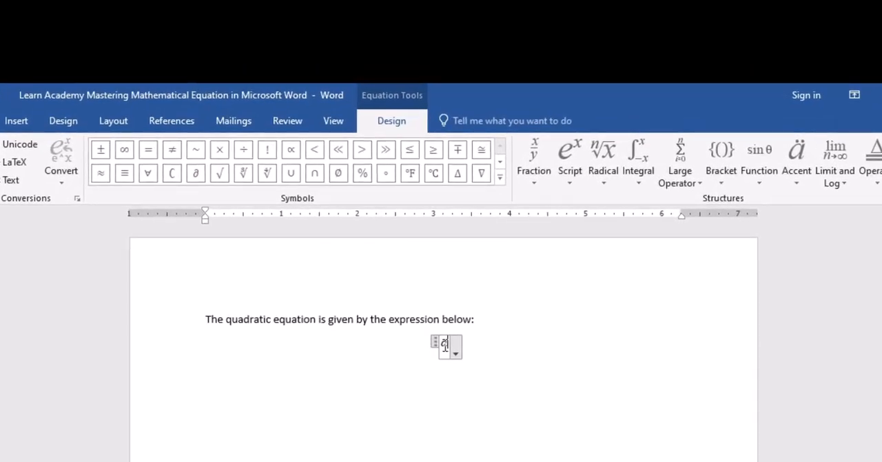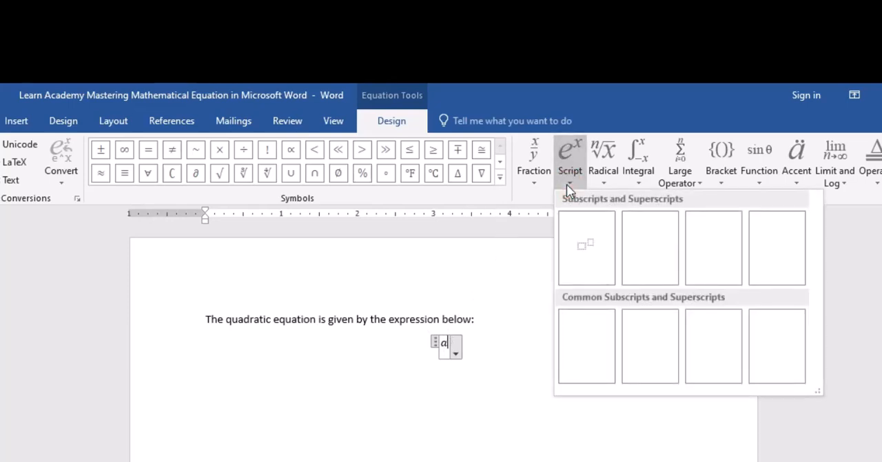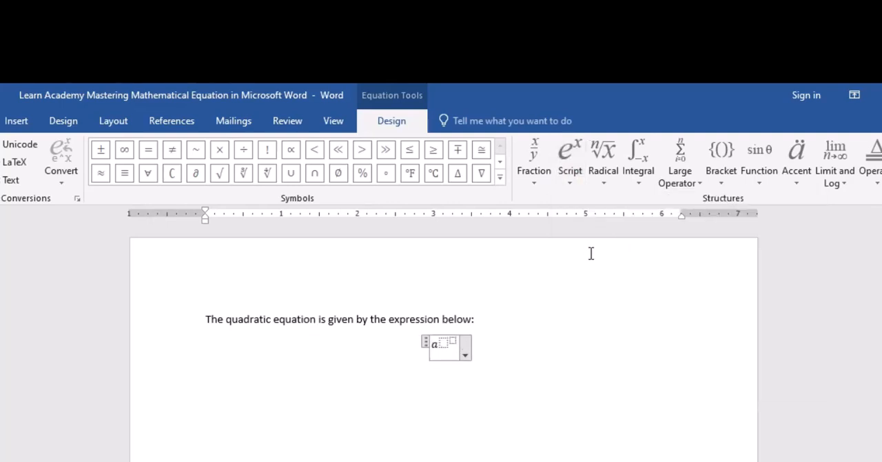To get the x square in there, you are going to come to the structure section where you click on the script. So I'll simply click on the superscript. Then I put my x square. Okay, let me use capital X.